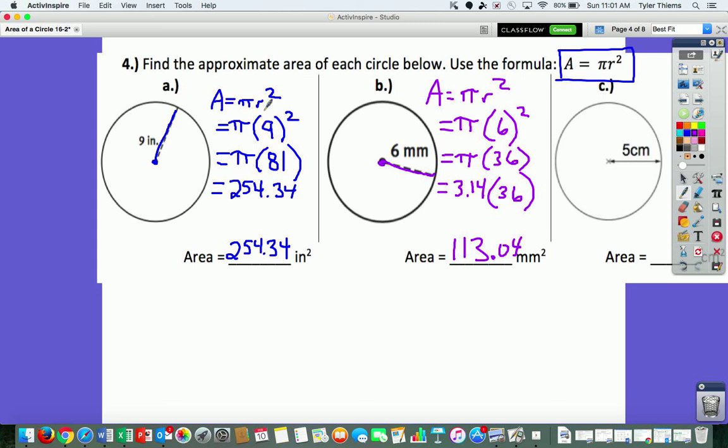Look at all that work. You should always make sure you have all that work written down and solved. Go ahead and press pause and do C on your own.